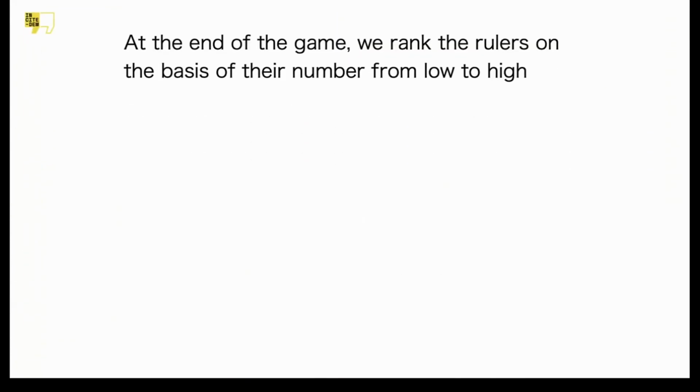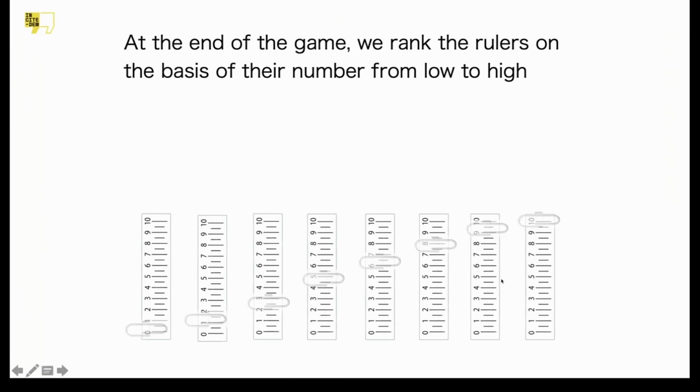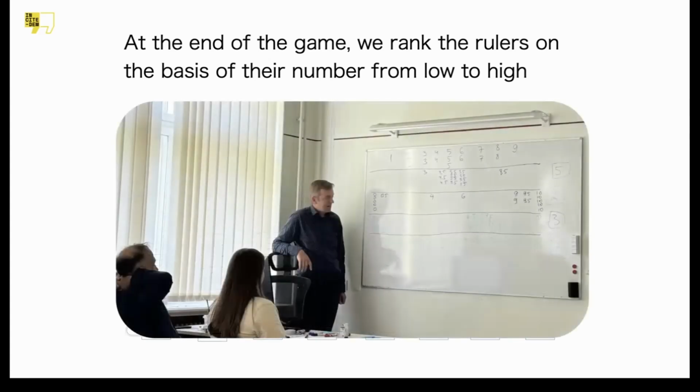So at the end of each game or each experiment, we can rank the rulers on the basis of the number from low to high. And here you see, for example, a distribution of opinions for a number of players. And we can summarize the results on a whiteboard and see under which conditions we see polarization happening. For example, here we see a polarized situation, or that you reach consensus, for example, in this condition.